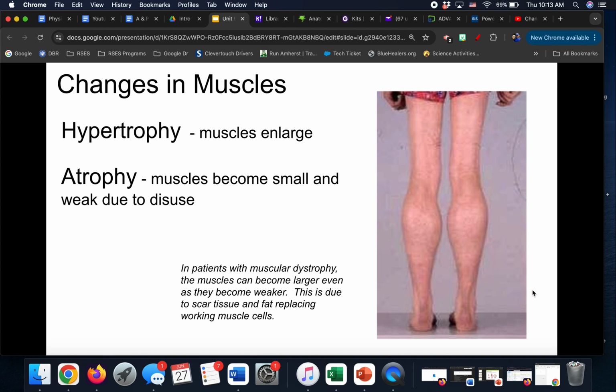So changes in muscle, both good and bad. Hypertrophy. If you lift weights to get stronger and bigger, that's what you're trying to do. You're trying to make your muscles get enlarged. So it can be a good thing. Atrophy, though, is when you don't use your muscles and they become very small and weak. So often people who are paralyzed, like from the waist down, well, their legs atrophy. Their leg muscles get really small because they don't use them. People who go in the space station for long enough actually have some atrophied muscles, and they have to build those up when they get back to Earth.